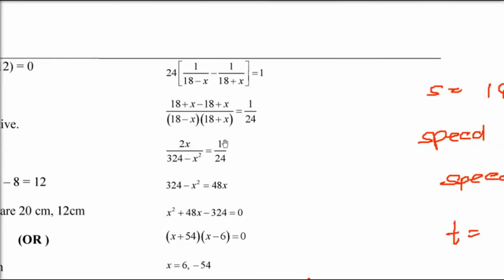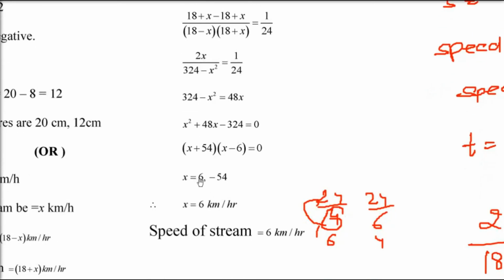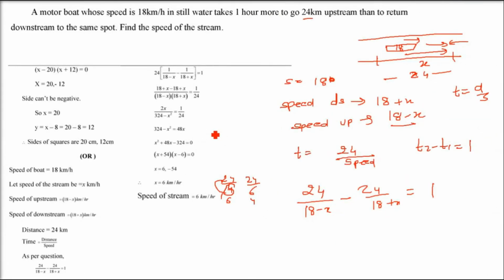Just take 24 outside, 18 plus x here, 18 minus x here, 18 gets cancelled, 2x by 18 square minus x square. That is 2x by 324 minus x square. This equals 1 by 24. You are going to get two values of x, 6 and minus 54. x cannot be negative, speed cannot be negative. So 6 km an hour is the speed of the stream.